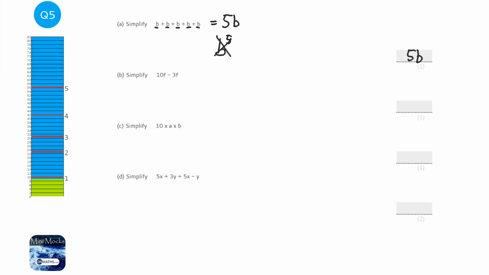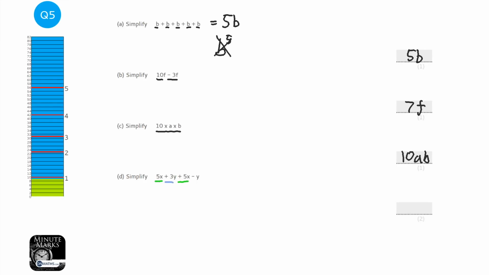Next one is 10 lots of f and we're taking away 3 lots of the f. Well, how many f have we got left over? Well, 10 lots of it and take away 3 lots of it means we've got 7 lots of it left. When you're simplifying one like this, in algebra we just don't use the times sign, so this is quite a nice easy question, 10ab.